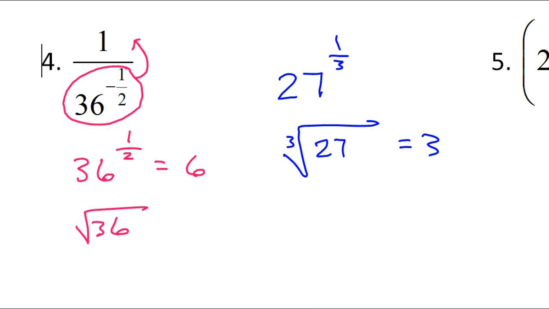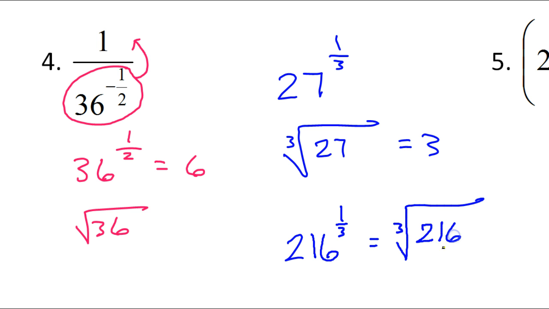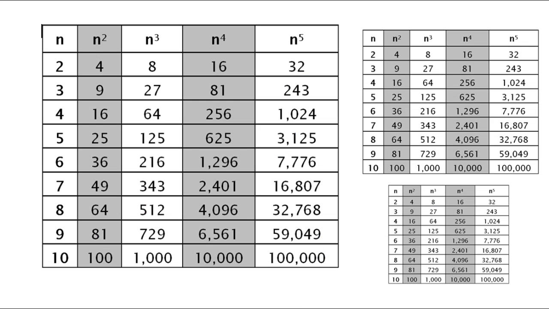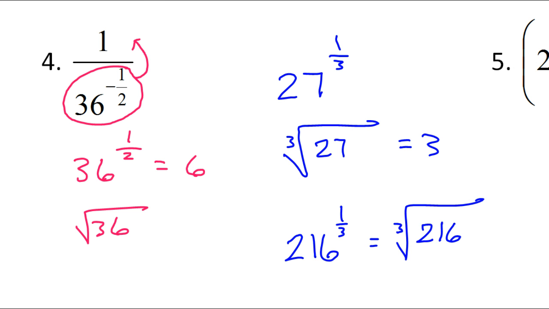Okay, so for example, let's say I had 216 to the 1/3 power. That would be the same thing as the cube root of 216. Alright, the cube root of 216 is 6. So this would be 6. And it keeps going like that. 1/2 power is square root. 1/3 power is cube root.